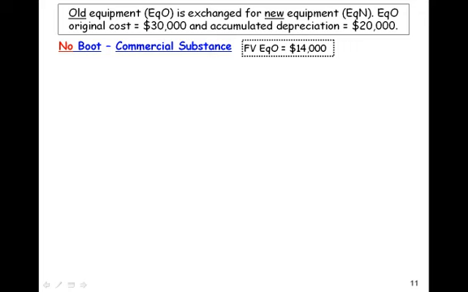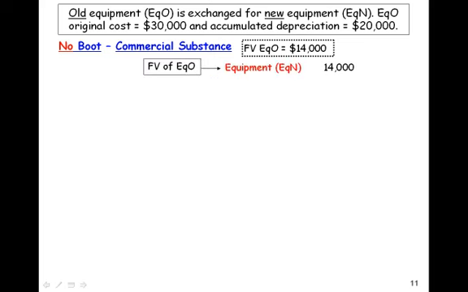Over the next 4 slides, we are going to cover 10 examples of non-monetary exchanges. We'll start with the following facts and then make additional changes to the facts as we go along. Notice that the book value of the old equipment is $10,000, which is the difference between the original cost and accumulated depreciation. In the first example, there is no boot, the exchange has commercial substance, and the fair value of the old equipment is $14,000.